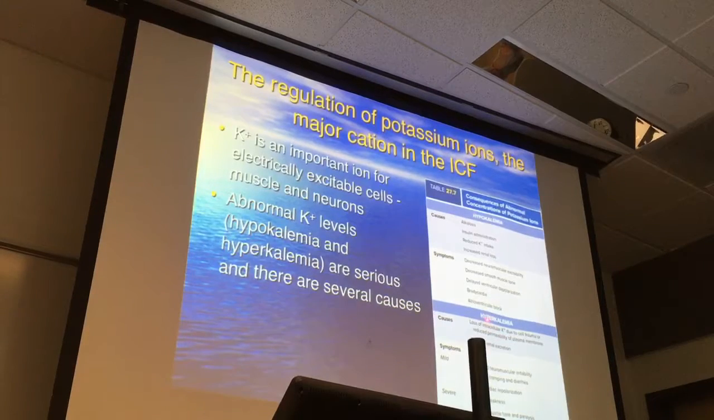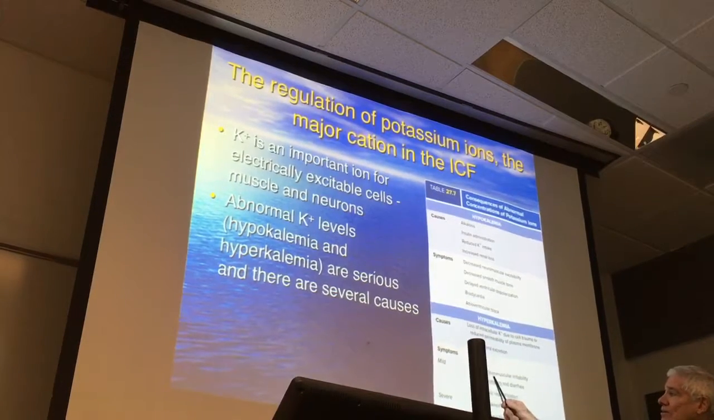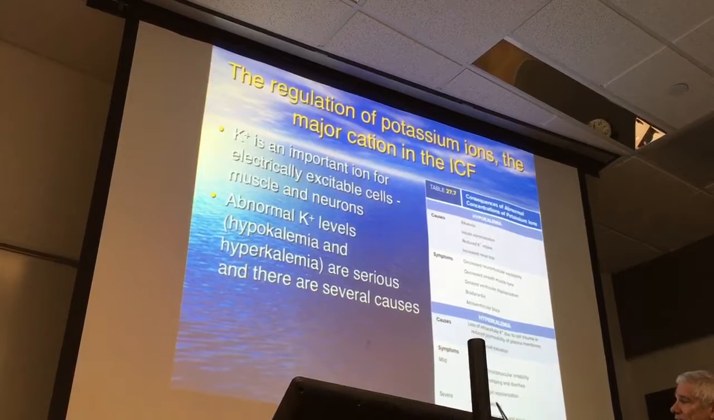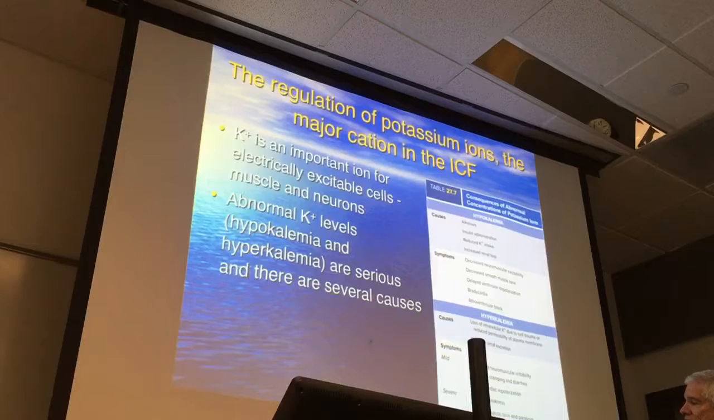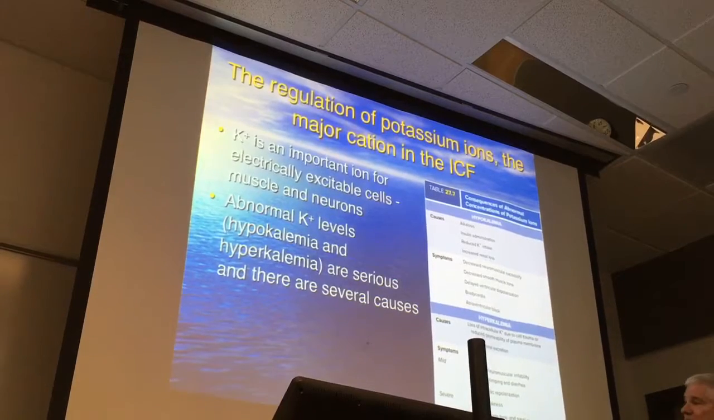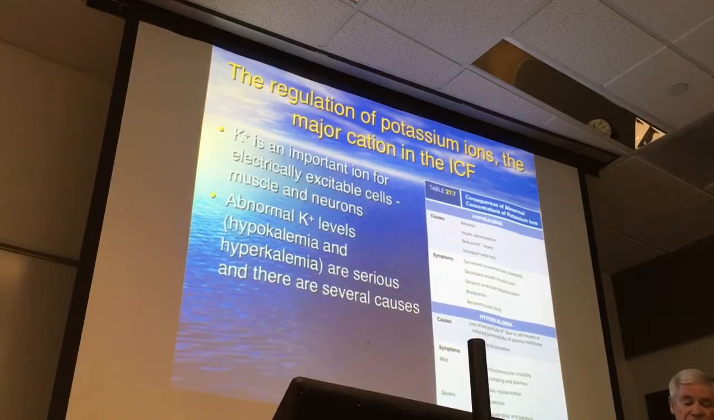Too little potassium, hypokalemia: those are the causes. Here is increased neuromuscular irritability, muscle weakness, loss of muscle tone. Again, the action potential problem happens if it's severe, and it happens in cardiac muscle.